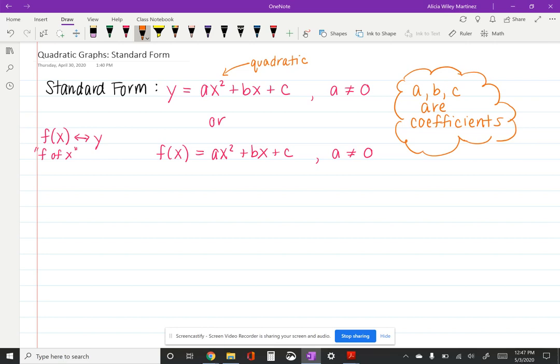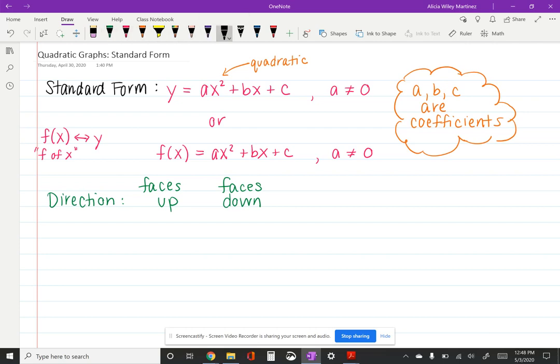Okay. Now the next thing that we're going to talk about is other things that these values of a, b, and c could possibly tell us about our graph. So one thing that the value of a can tell us is the direction of our graph. When we talk about the direction of our graph, we're talking about it either facing up or facing down. So it either faces up or it faces down. And the way that we can tell that is simply by looking at the value of a.